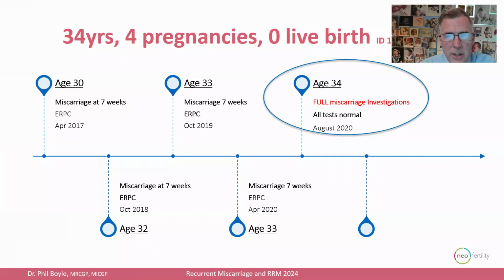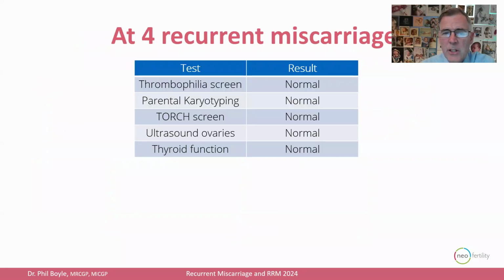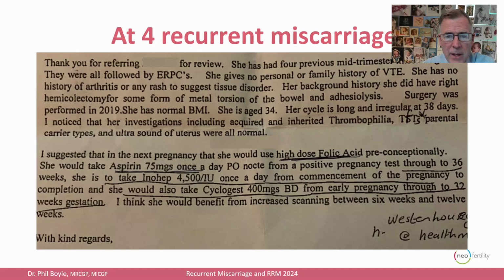We took her history and examination, and as part of her history, we discovered that she had her 4 miscarriages. She started when she was age 30, and by the time she was age 34, when she had 4 miscarriages, she had full investigations at the miscarriage clinic, and all of her tests were normal. This is in the August of 2020. She did the thrombophilia screen, parental karyotyping. She did infection screening. She did ultrasound of her ovaries. She did her thyroid function testing.